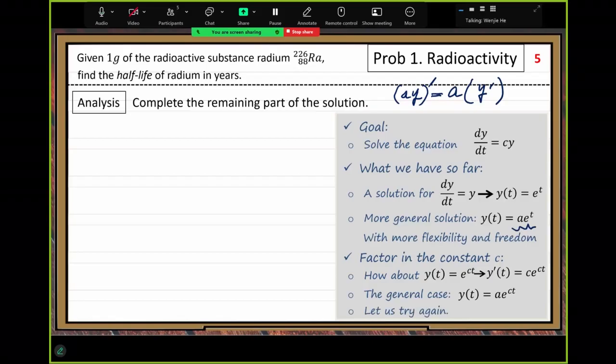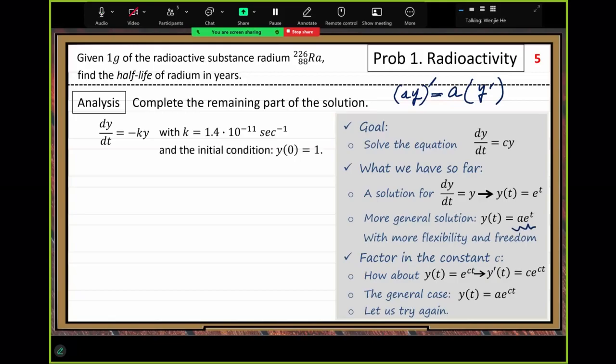Now we can go back to our original problem to find the final solution. So this is our decay model. By physical law, we get this equation, and the k constant is given. Our goal is to find the half-life of the radium in years.